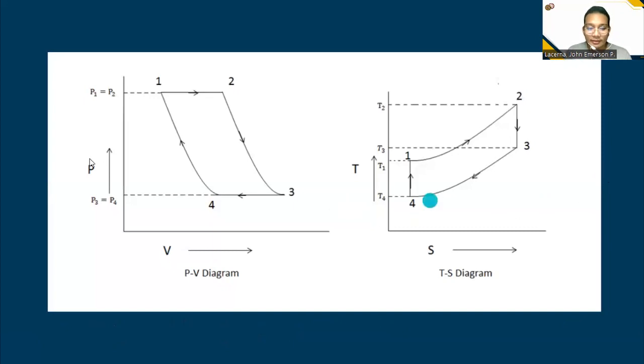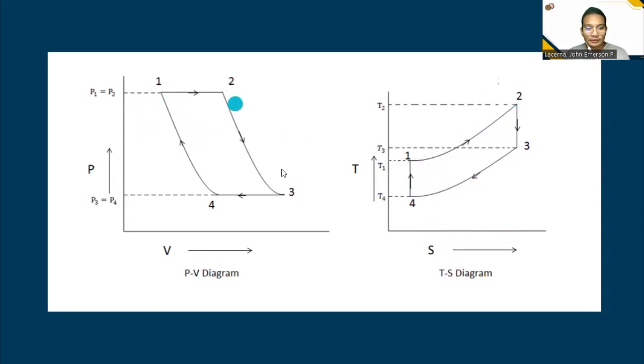Nandito yung ating PV and TS diagram. So, okay. The heating of the gas is done at constant pressure. Sabi dito, process 1 to process 2, constant pressure. Here, as the pressure is constant, P1 is equal to P2. And the temperature increases from T1 to T2. The entropy of gas increases during this process. Kasi nag-increase yung temperature 1, temperature 2, so as our entropy.